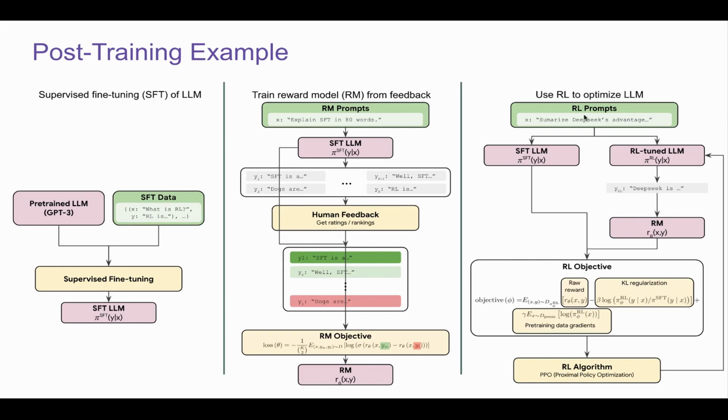Third step is to use the reward model to train our LLM, to optimize the LLM. So in this case, we need a new prompt, and the RL prompt right now is "summarize DeepSeek's advantage". And then the reference model is the SFT version of the LLM, and this is the policy that we want to train. The policy model is going to return "DeepSeek is", and then we use the reward model to show the rewards. And then we also combine the reference model's outputs and use this RL objective, which contains the raw reward, then the KL penalization, and then the original pre-training data gradients to get the new gradient. And this combination here is using the PPO RL algorithm to update the RL-tuned LLM, which is the policy.